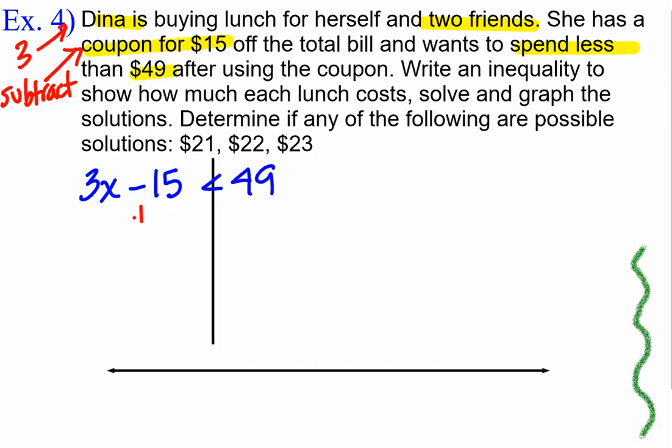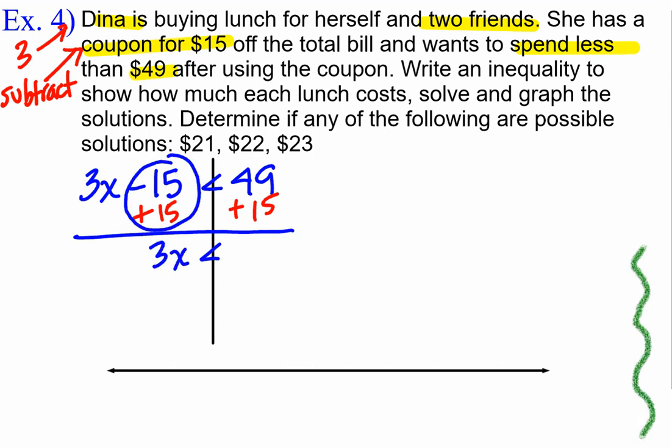First step is to add 15 to both sides, and that does not change the direction of our inequality. That's going to stay less than. This is going to stay 3x on the left side because this is a zero pair. And then we add these together, and I'm going to get 64.